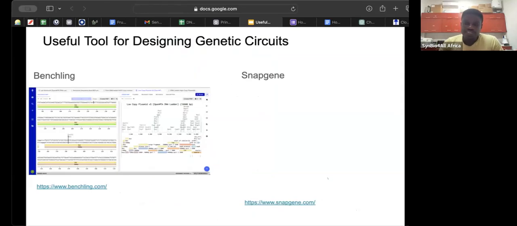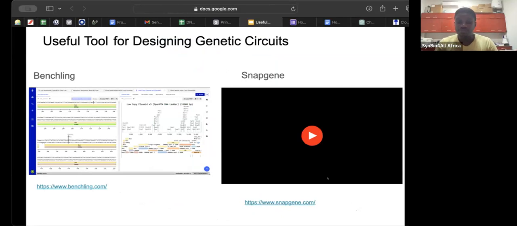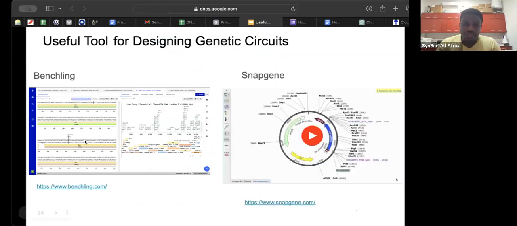So, useful tools in designing your genetic circuits. I basically use two of them: Benchling and SnapGene. SnapGene you have to pay for, and I don't have money, so I use Benchling, which is basically free. You can do whatever you want with that. With Benchling, you can do a digestion, you can do a virtual PCR, to see how your system is going to look, right? You can do all that on it.